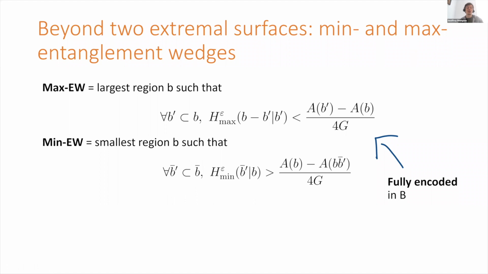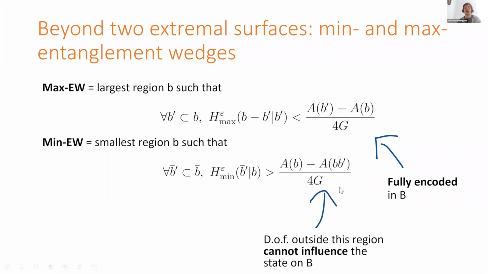So this is the region where nothing outside it has any influence on B at all. This is the region that some information might get through. The max EW is the region that all information gets through.